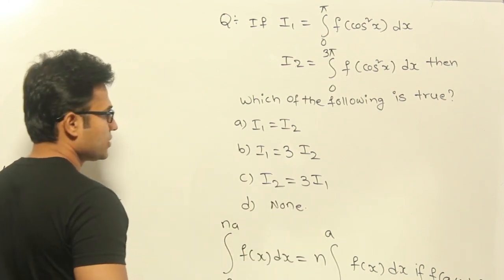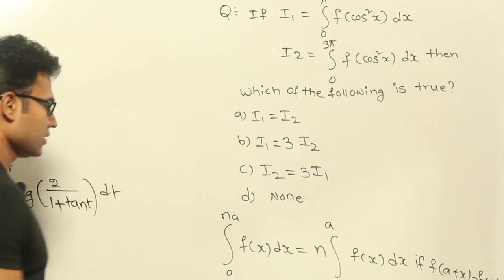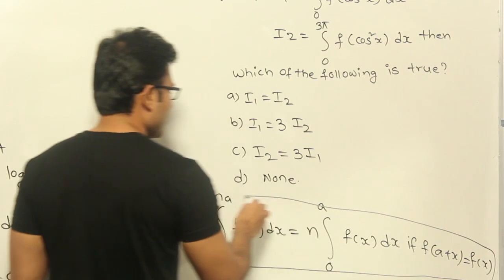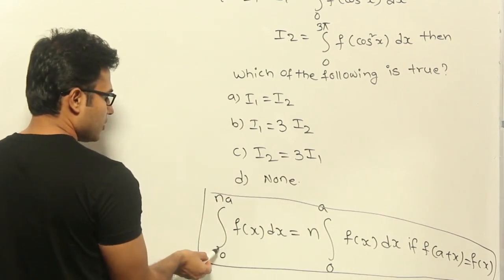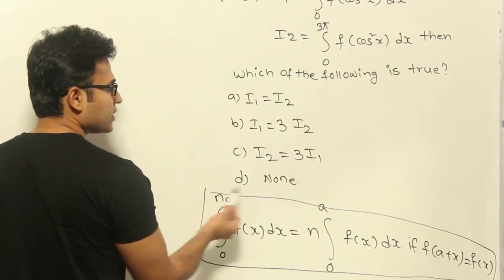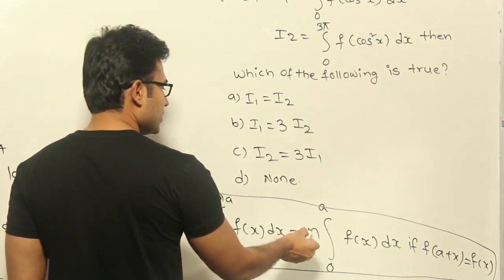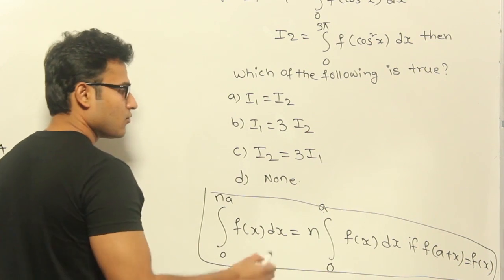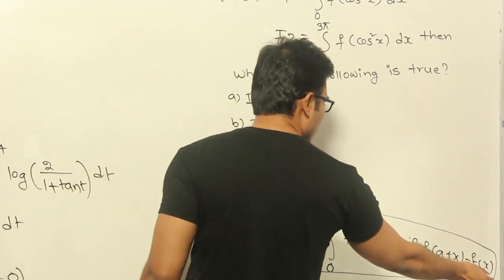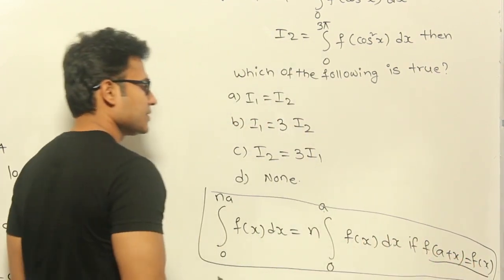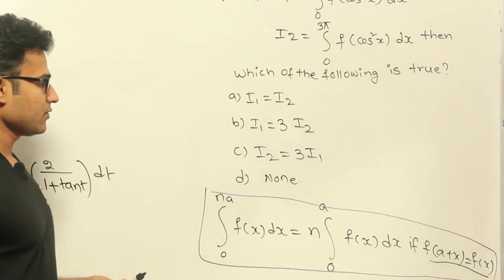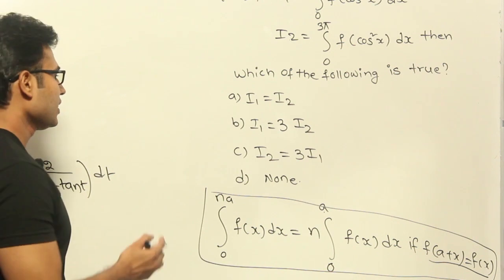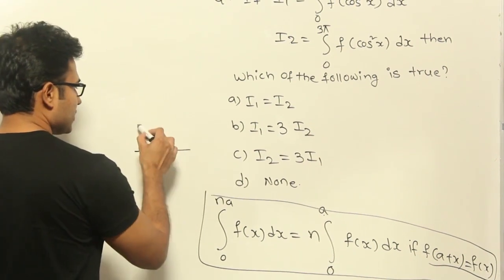So we are going to use the property, this one. Look at this property. Whenever you have to find the integral from 0 to n a of f of x dx, you can write it as n into the integral from 0 to a of f of x dx, whenever f of x is equal to f of a plus x. Got it? So whenever the function is repeating itself, then you can use it.